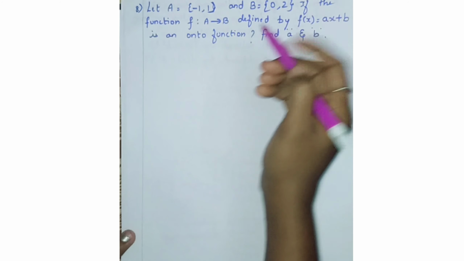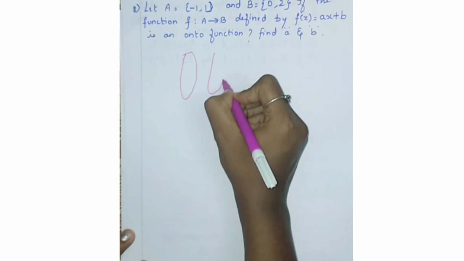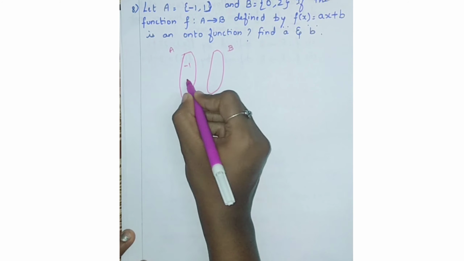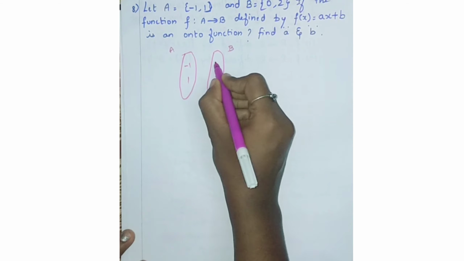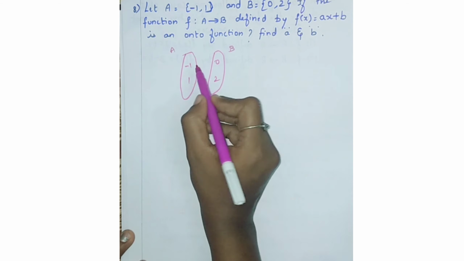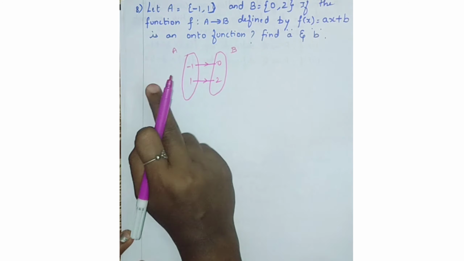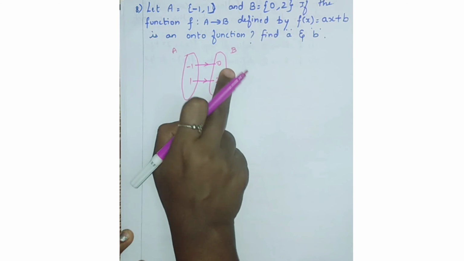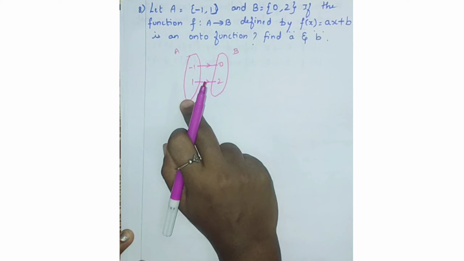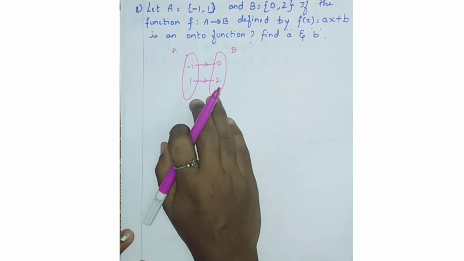So first what we'll do, we'll take a two-arrow diagram. Let's say this is A and this is B. What are the elements in A? Minus 1 and 1. What are the elements in B? 0 and 2. Since they have said it is an onto function, I'll directly map these. Onto means all the elements in A have their own images in B, and B has its own pre-images. So directly I'll map this.